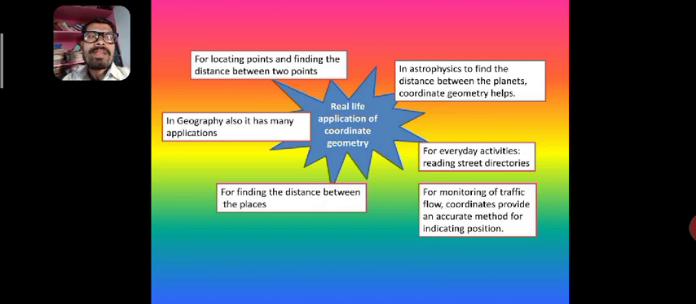For everyday activities such as reading street directions and locating traffic signals, traffic points, for monitoring the traffic flow, coordinates provide an accurate method for indicating the position, for finding distances between the places. For example, Bangalore to Kolkata. How are we going to find the distance between those two places? The coordinate geometry will help us.